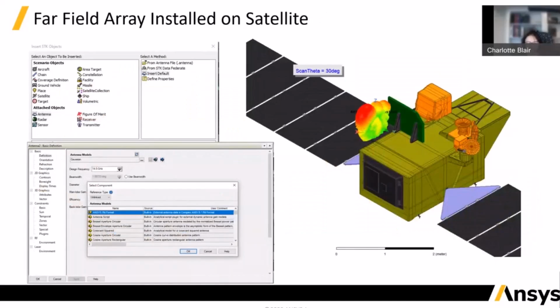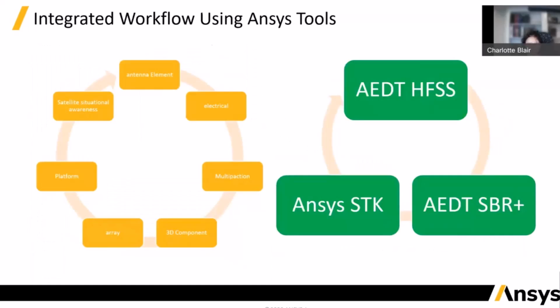This is all integrated into one because I used the Ansys workflow. So I wanted to look at the element. I wanted to look at the electrical design characteristics. Again, I used the Ansys toolkit with that. I used our Multipaction feature to see how much power I can use on that antenna element, in my scenario, whatever the customer wanted. I used our 3D component feature to help make the simulation more efficient.